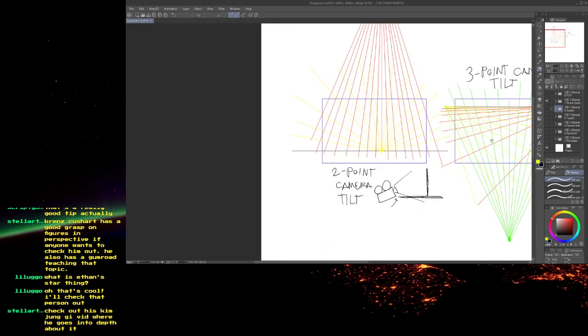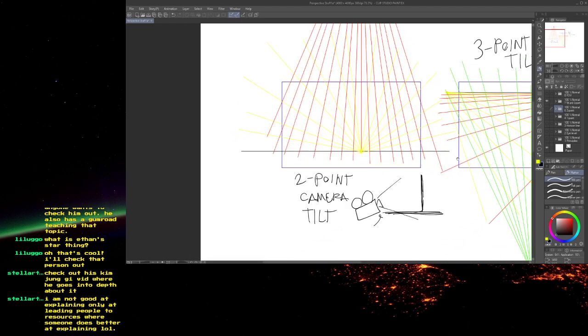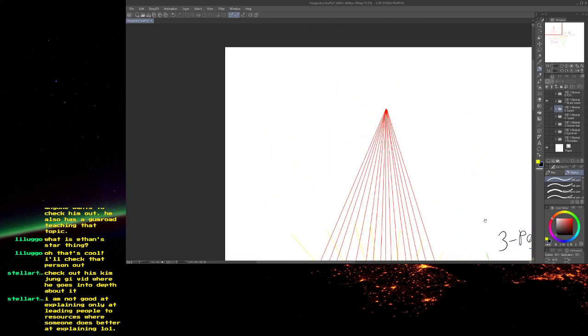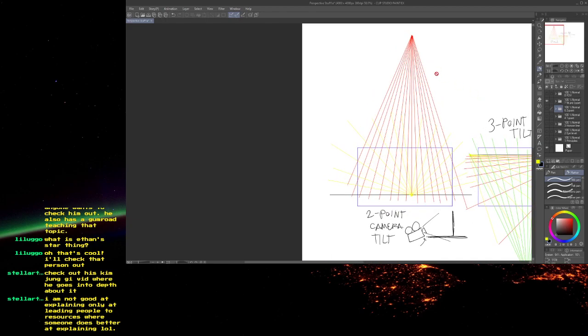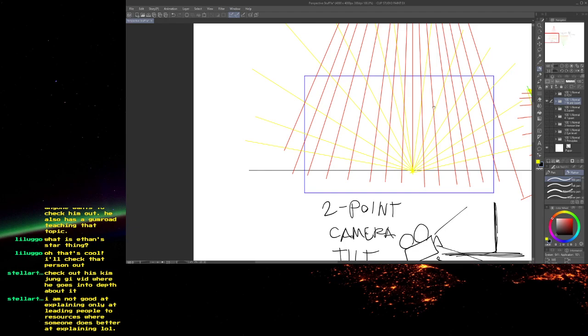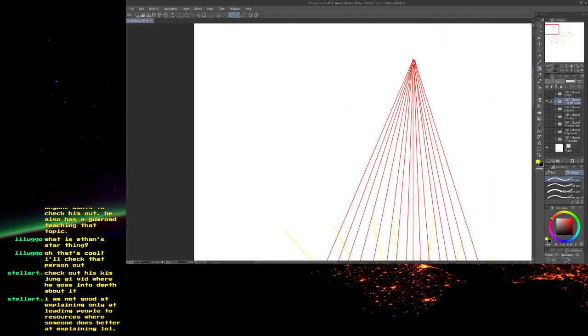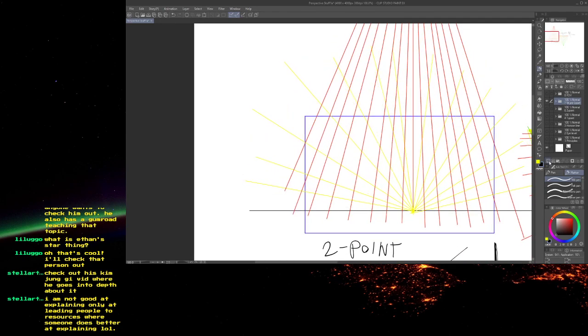So here are a couple of camera tilts. This is literally addressing what you were talking about. So here's a 2-point perspective camera tilt. This camera tilt, if you notice, is essentially a 1-point perspective grid, where we have added another vanishing point way up top here to create the impression that we're looking upwards.